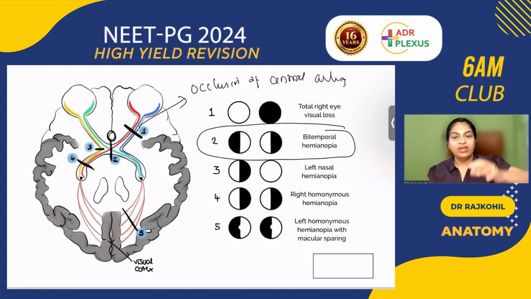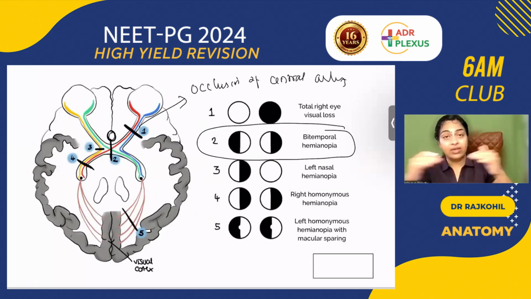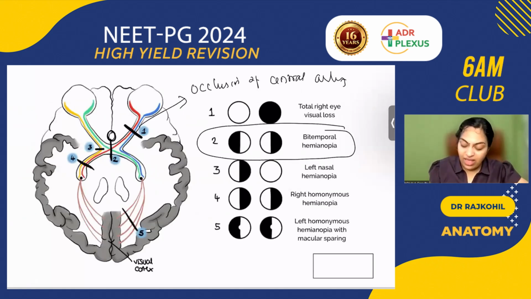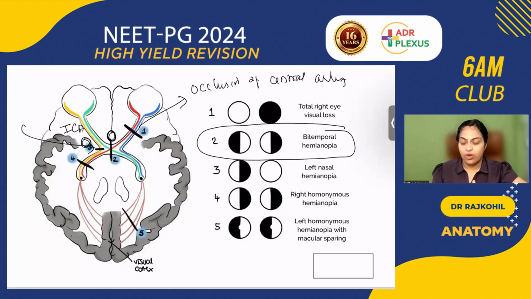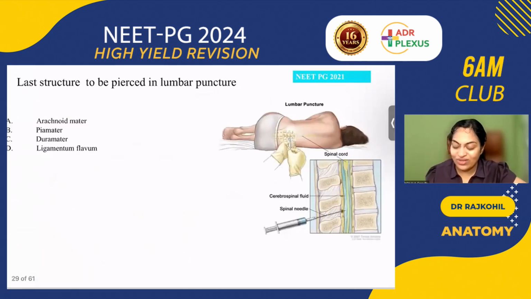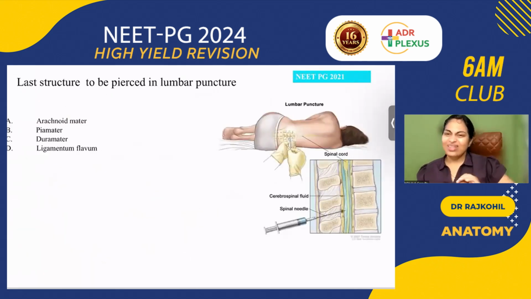A tumor of the pituitary gland, aneurysm of the anterior communicating artery can impinge on the mid part of the optic chiasma. Aneurysm of the internal carotid artery can injure the lateral fibers of the optic chiasma, leading to unilateral nasal hemianopia. Lesion of the optic tract, optic radiation is going to present with homonymous hemianopia, contralateral side. Okay, I'm sure you're thorough about it. Going on to the next question. That was a bit easy.